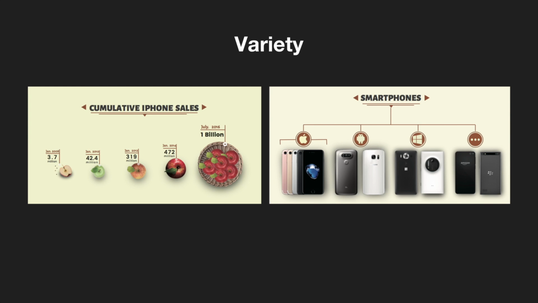I also use variety for the second number display. In order to highlight the number 1 billion, I increased the number of apples rather than increasing the size or changing the color of the apple. This is different from the unity that I used for the previous element in the second number display. For the relations display, I gave color variation only to iPhone to make it visually interesting, while the other smartphones have unity in black and white color.